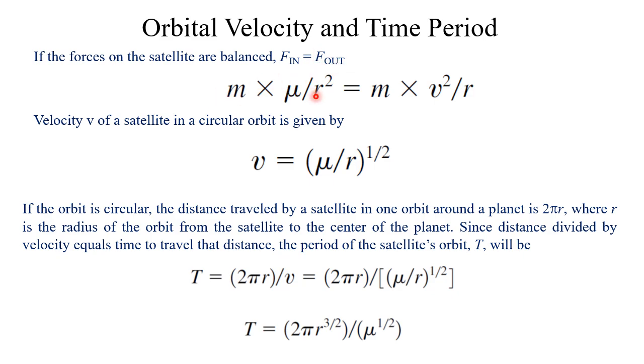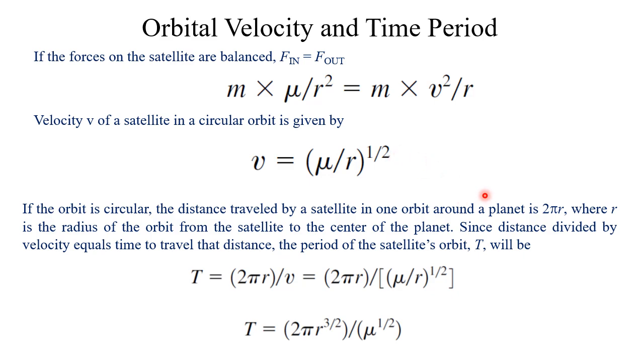So m into mu by r square must be equal to the centrifugal force m into v square by r, and from that we can calculate the expression for velocity, and the expression is (mu by r) to the power half. Now we have to find out the time period.